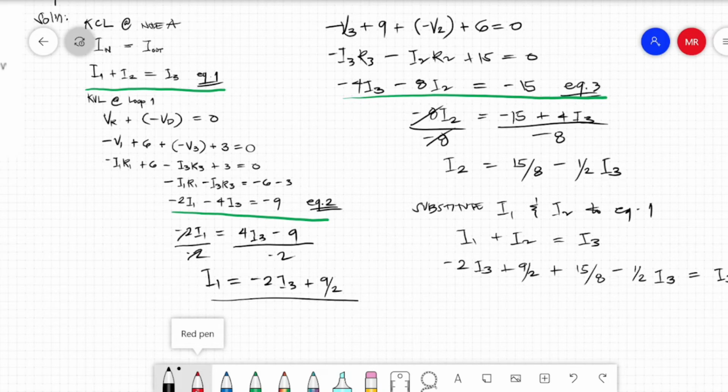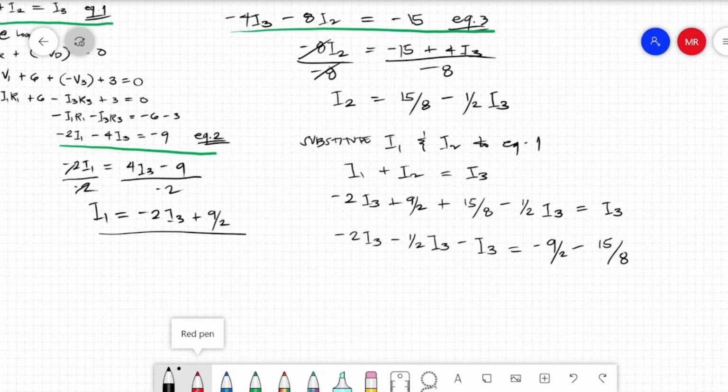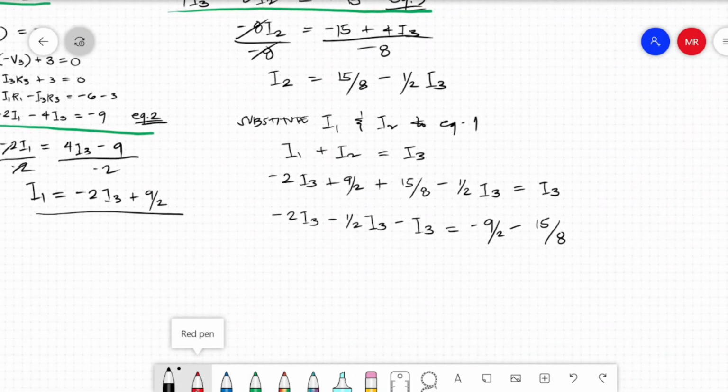Okay, so let us first try to simplify this equation. Let us group like terms. This will be negative 2I3 minus 1 half I3. Then transferring this I3 to the left side, this will become minus I3, is equal to, transferring 9 halves to the other side, negative 9 over 2, transferring also minus 15 over 8.